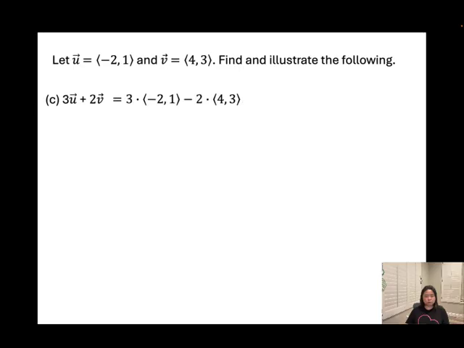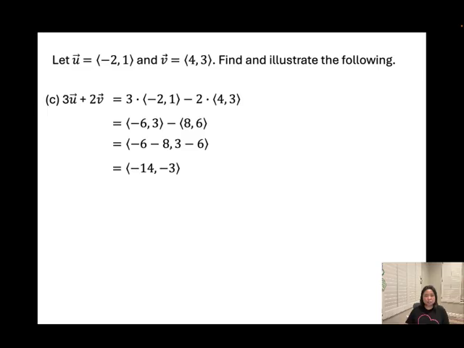Plug it in, distribute, and then subtract it. You should get -14 and -3.